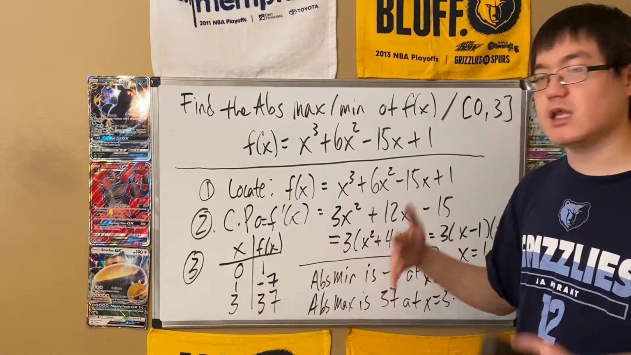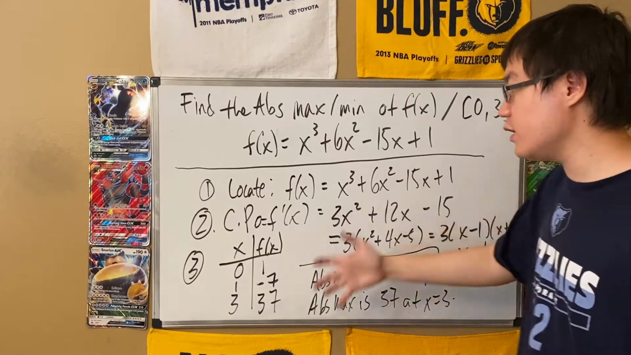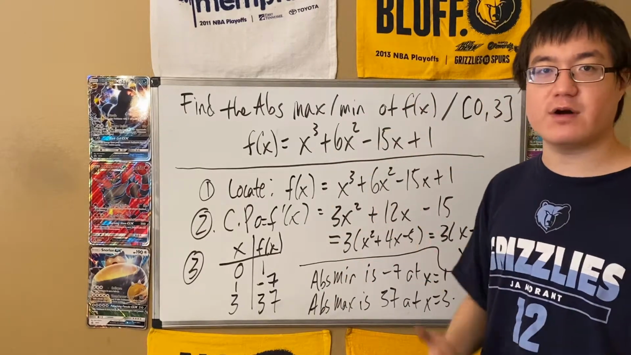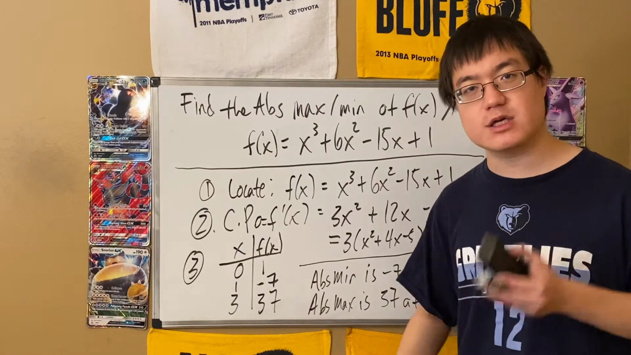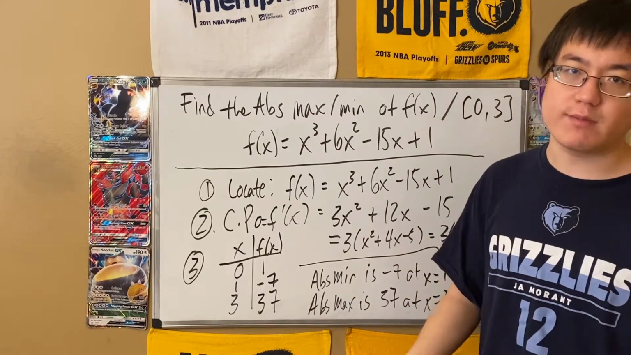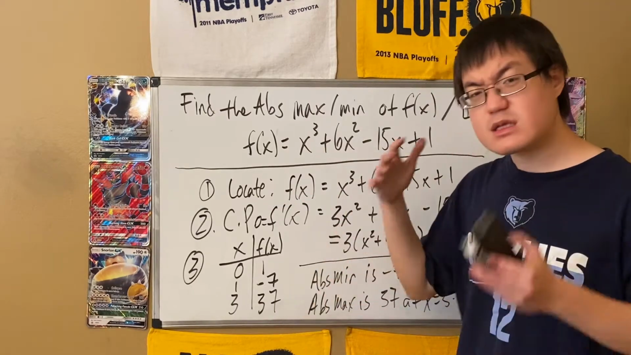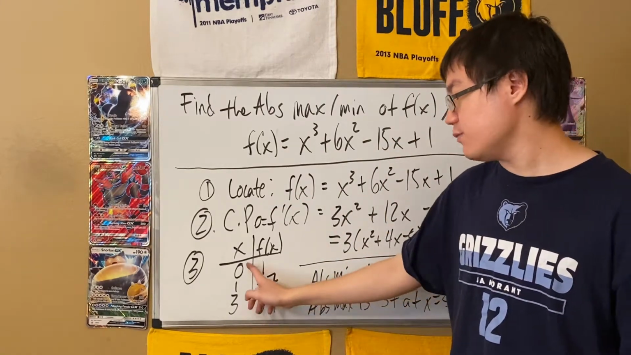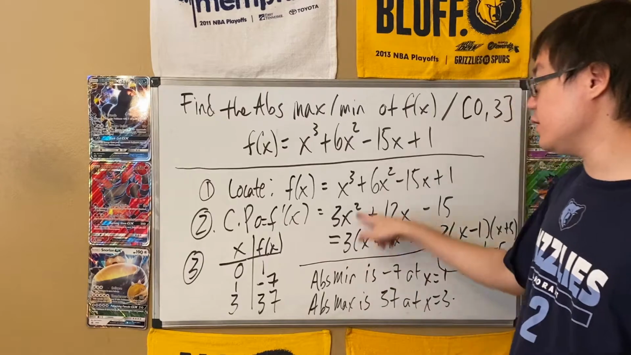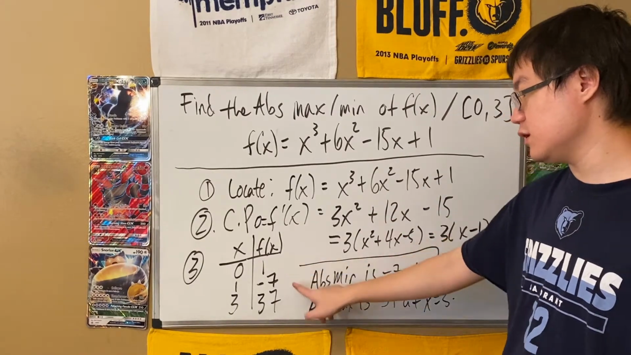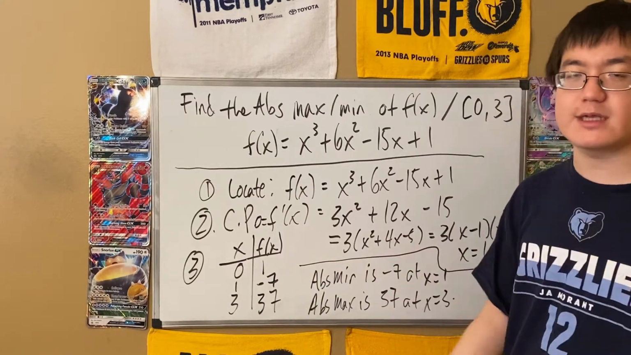Finally, you take your numbers, and the most important thing is that you plug it into the correct function. Sometimes there's going to be like 4 or 5 different functions, and you want to plug it into the correct function because it's the very last step, and you don't want to miss the last step. So in this case, you always plug it into the locate, the thing you're trying to find the absolute max or min of. So we plugged in 0, 1, 3 into this locate, and we just got values. This was the minimum, this was the maximum, and that's how it works.